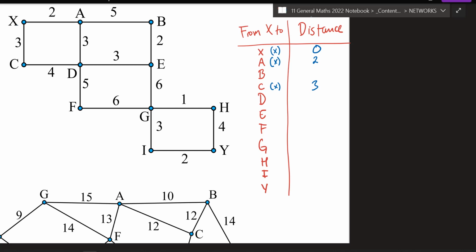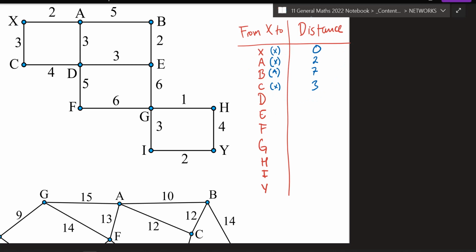Okay, what's next? So I need to travel to B. From X to B, what's the shortest distance? I can see I can go through A. So I've already got the distance of 2 when I get to A. And then from there, A to B, I just have to add 5, because remember, from X to A I've already done 2. So 2 plus 5 is 7. The previous vertex was A. Okay, if there are any shorter ones, we'll update this. But for now, let's leave it at that.